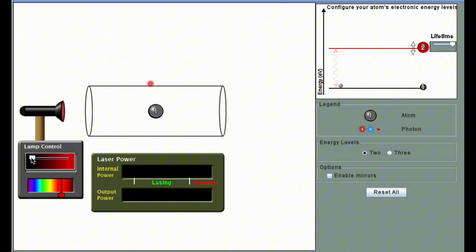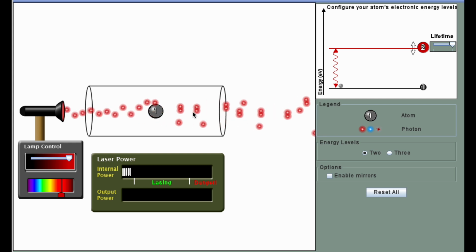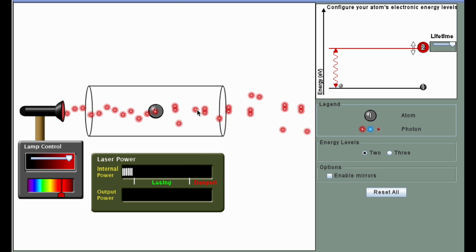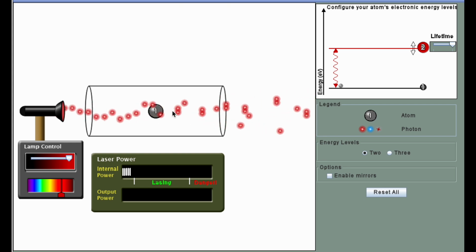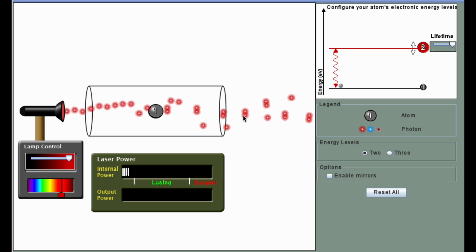So I'm just going to increase the amount of photons that we're shooting out from this simulation here. And we can see that the atom is being stimulated again when it is already stimulated to its higher energy state, which causes stimulated emission. And you can see these coherent photons, which are in phase with each other, these pairs that are coming out on the other end, which is what we want for a laser.